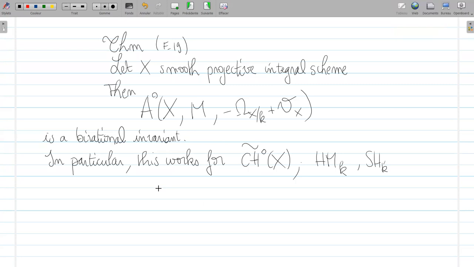Yes, sorry, I'm still confused. So for the Chow groups, what is the statement for the Chow groups that you refer to? That it should be a birational invariant. Yeah, but for the Chow group, this group is just Z, the degree zero group of X. I mean, the degree zero for Chow groups is just Z, right? It is generated by the fundamental cycle.